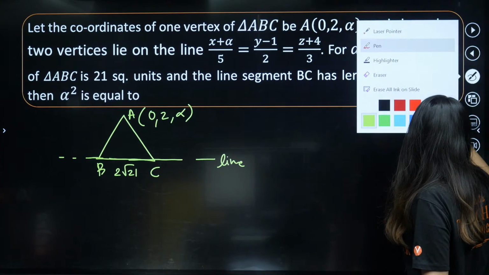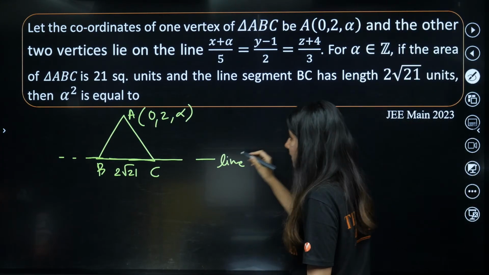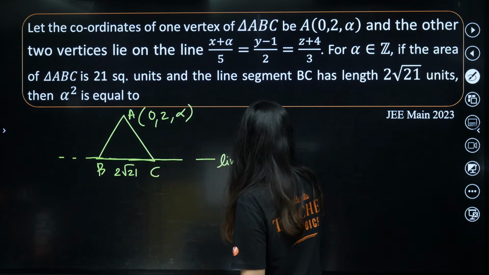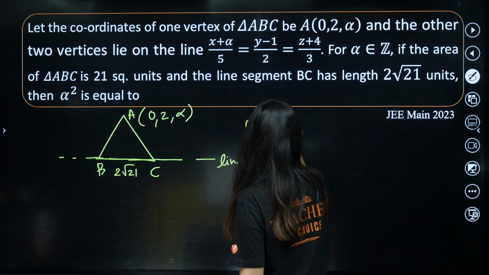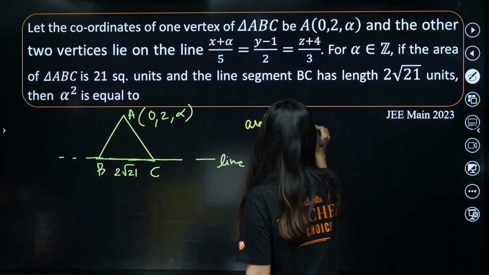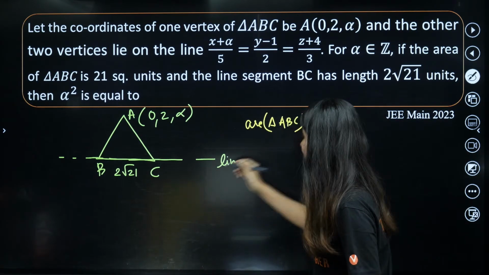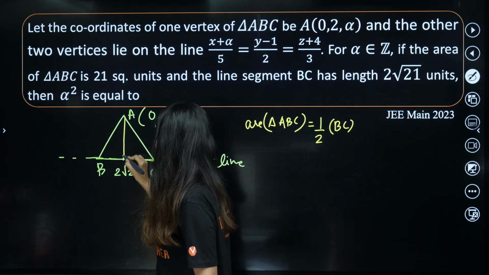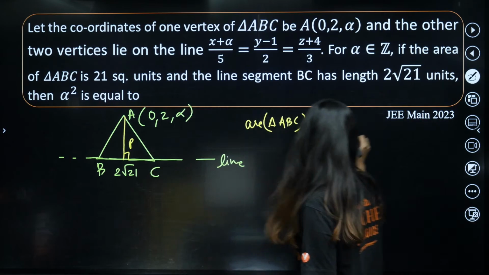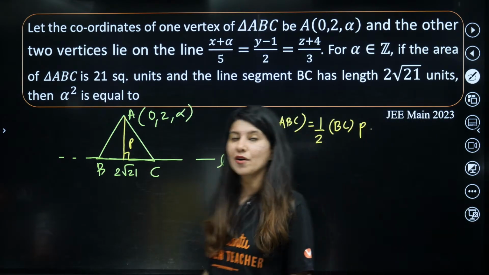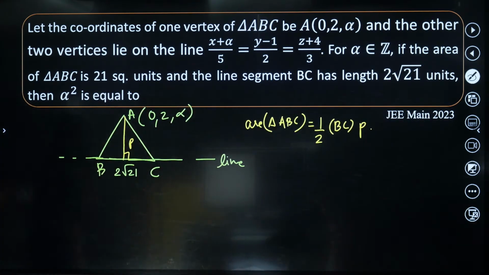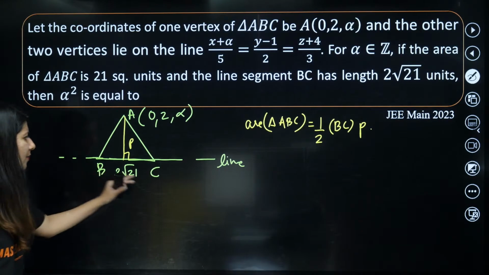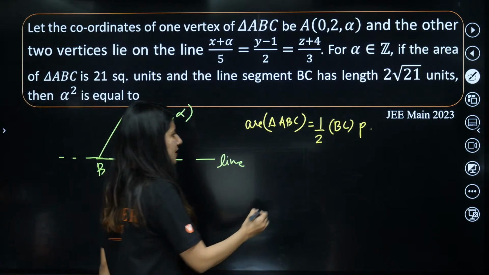Alright. So basically what I am trying to say is, area of triangle ABC will be half into base BC into height. Let's say P is the height. This is area of triangle. Can you see? Half into base into height, right? You've got the base. BC length is already given to us.